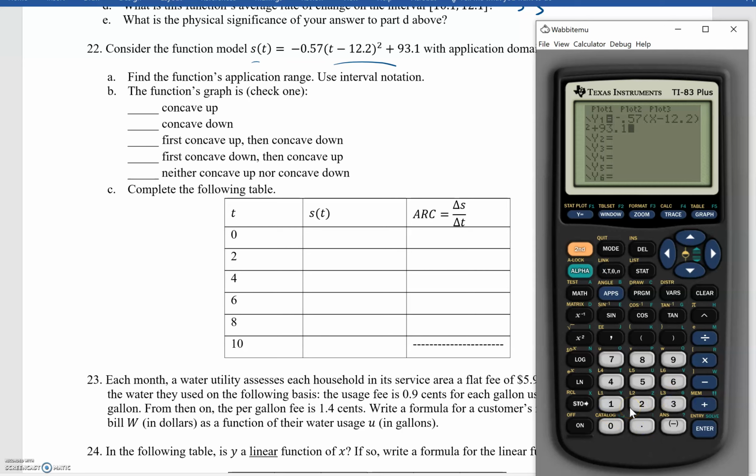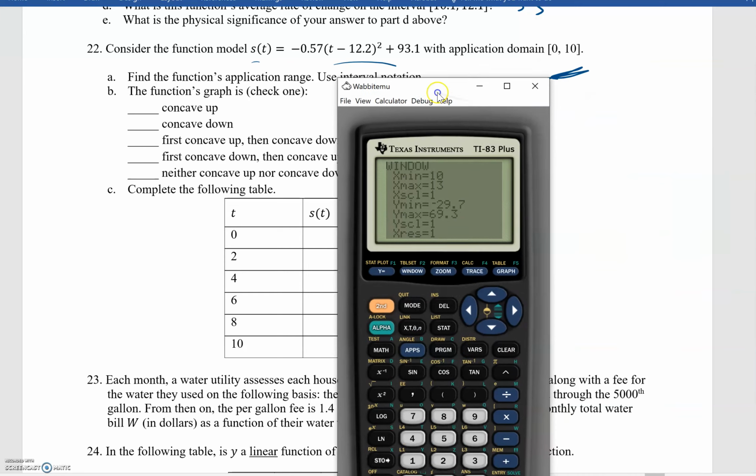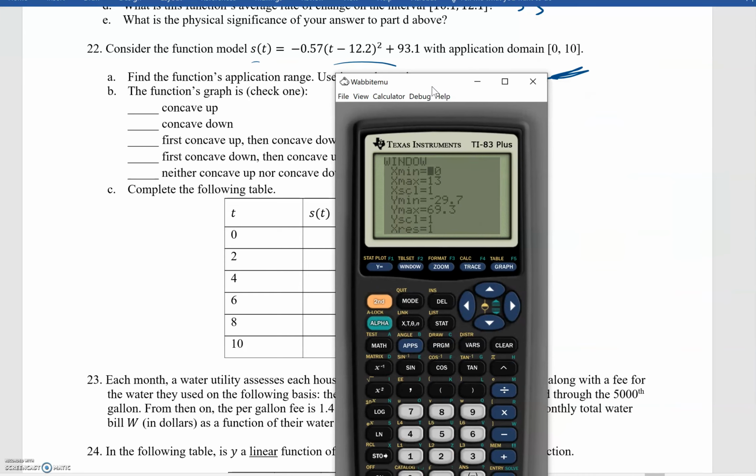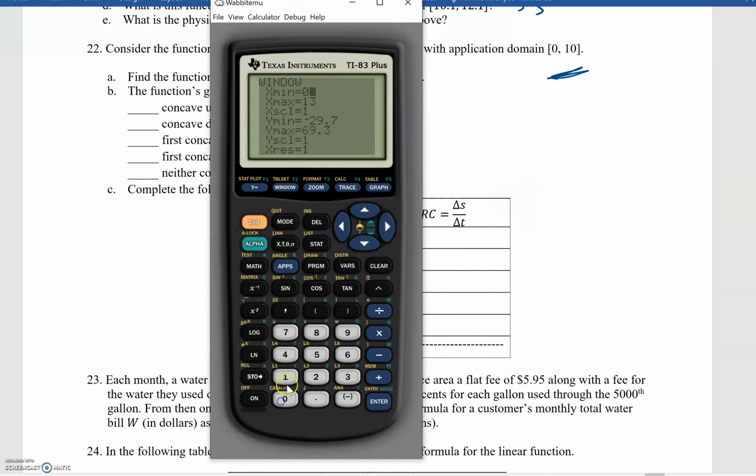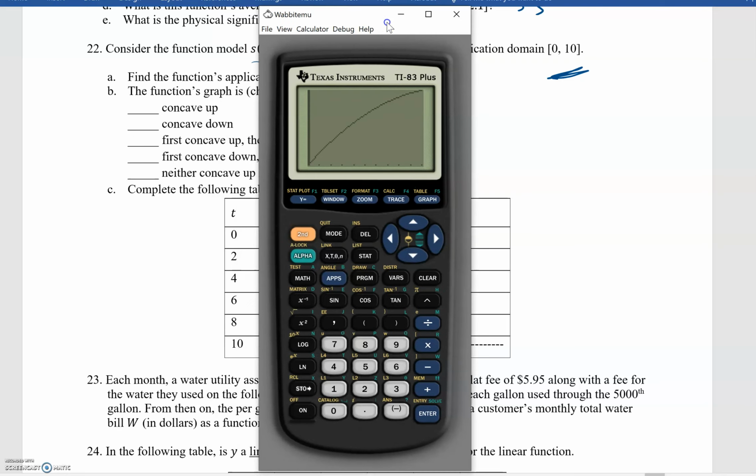93.1. And then I know already that I'm going to go from 0 to 10. 0 to 10 is my x min and x max. So that's 0, 10, and then I'll do zoom fit. Okay, so we have a decent picture of this region.